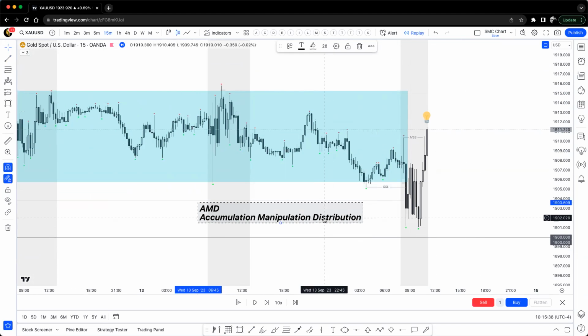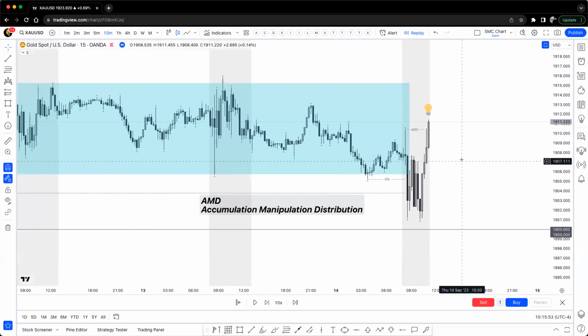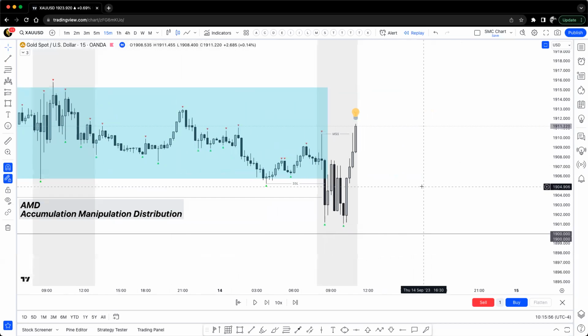Now, I want to look for the distribution. I want to enter at the distribution because it's most likely starting right here. Now, the distribution is starting. We had accumulation. We had manipulation, right? And now probably we're going for that distribution phase. So what am I waiting for? What do I want to see here?